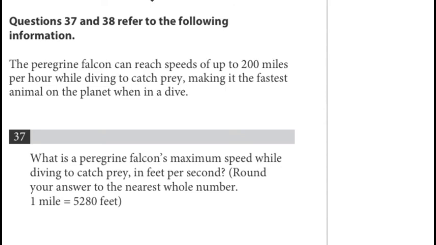So they want feet per second, and what's given is in miles per hour. So we just have to convert miles per hour. So 200, we'll do it down here, 200 miles per hour, and we have to convert that to feet per second. So here's how we do this. Let's change our miles to feet. So it says here that 5,280 feet is 1 mile.